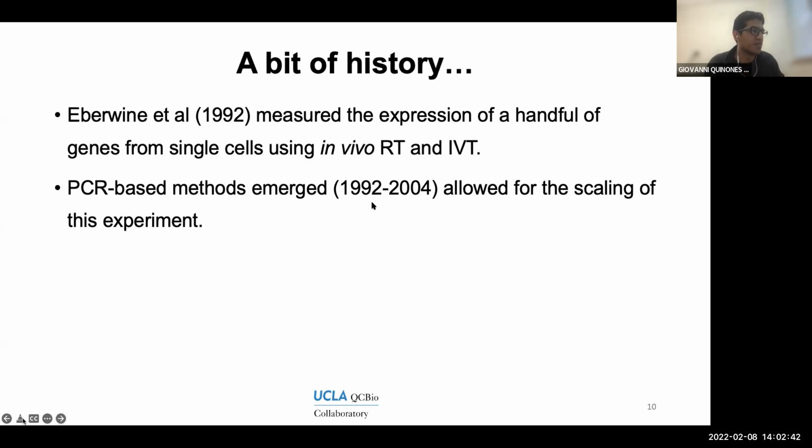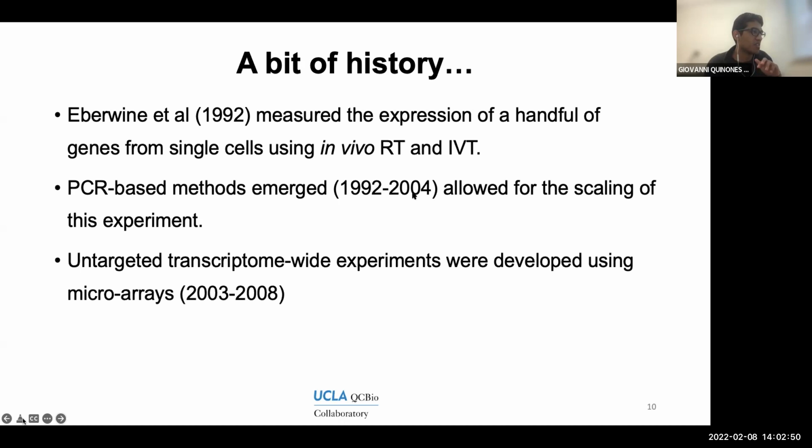And this is something that was predominantly done up to 2004, roughly, because in 2003, we enter a new era where a different technique is being used. And that technique is called microarrays.